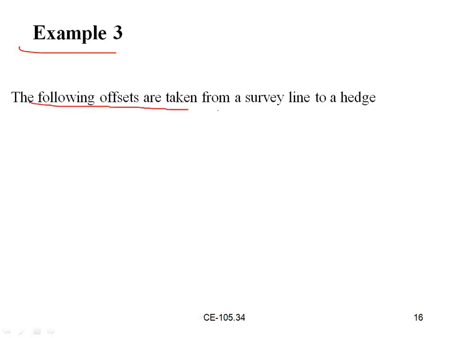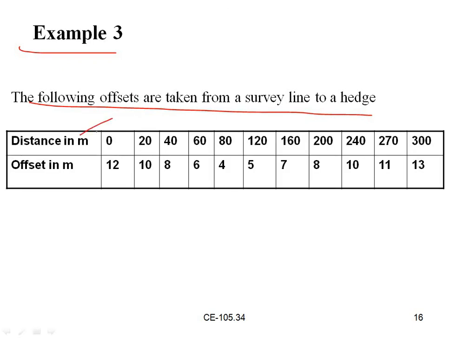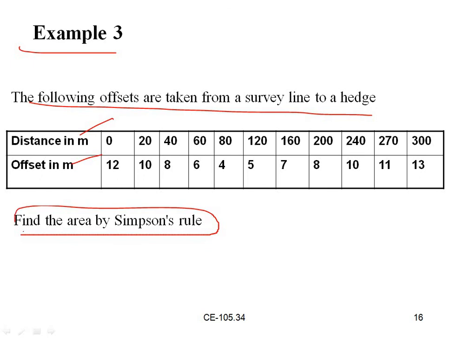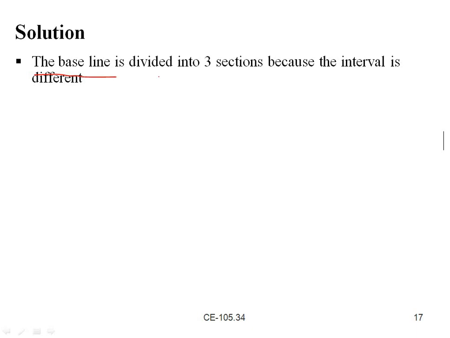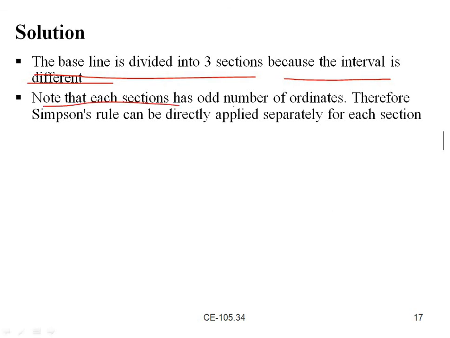The following offsets are taken from a survey line to a hedge. So this is distance in meters and offsets in meters. Find the area by Simpson's rule. Solution: the baseline is divided into 3 sections because the interval is different. Note that each section has an odd number of coordinates. Therefore, Simpson's rule can be directly applied separately for each section.